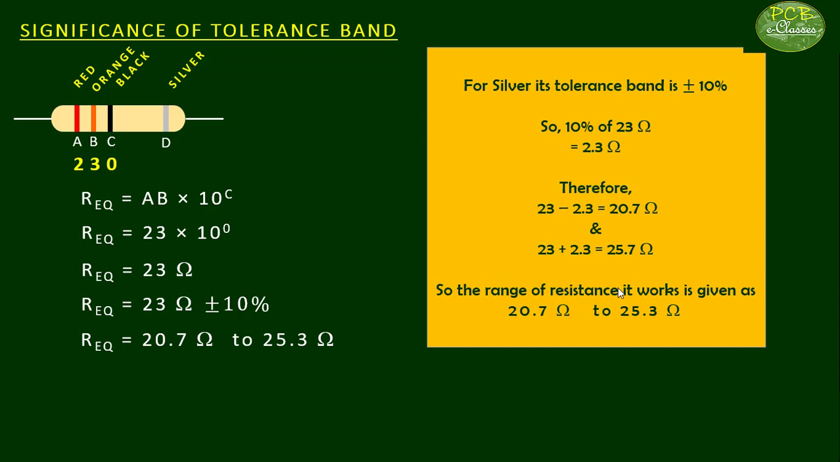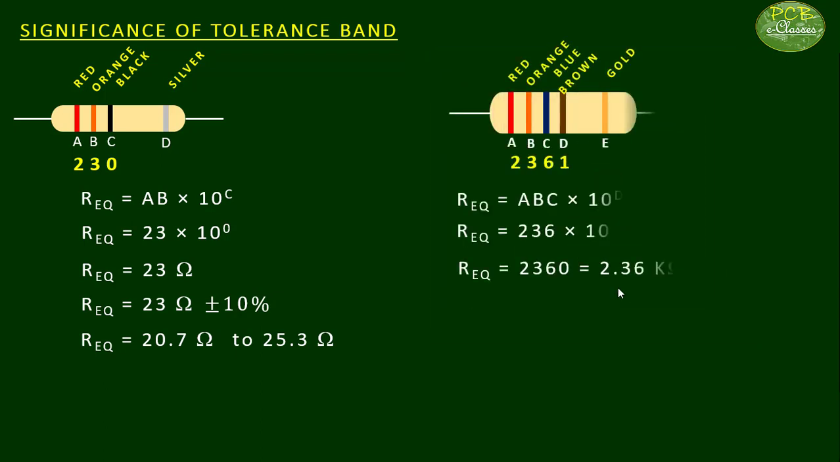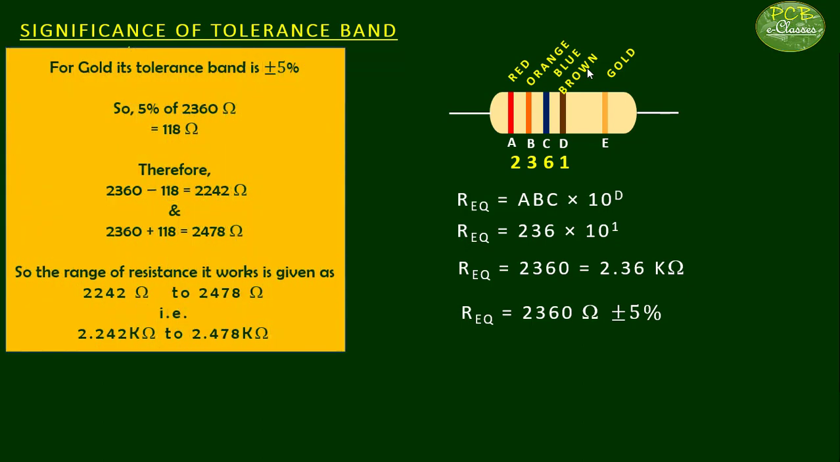We can take another example also. We'll see another one. Clear? The same one. See here, the tolerance band is gold. For gold we are taking 5%. Fine. So what will the R equivalent be actually? 2360 plus or minus 5%. So 5% of 2360 is 118 ohms. So 2360 minus 118 equals 2242 ohm. Another, by adding, we are getting 2478 ohm.